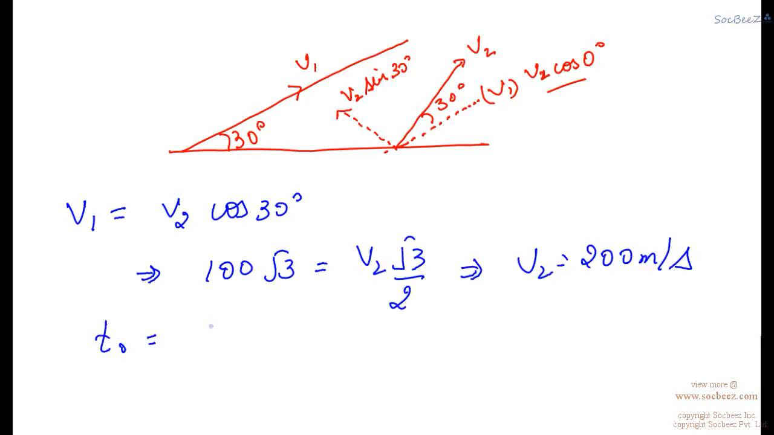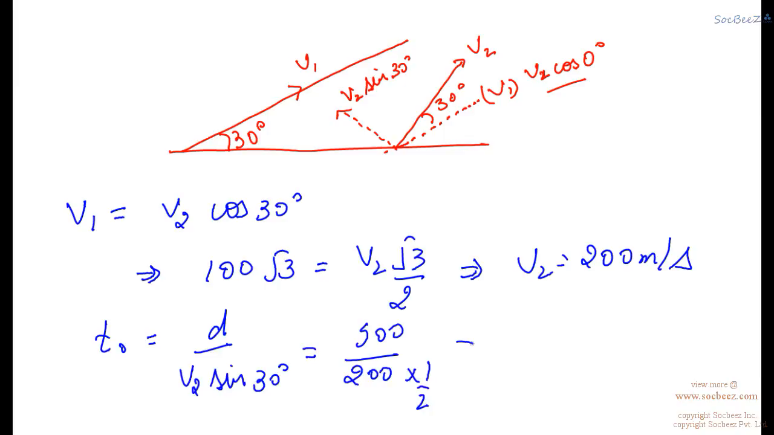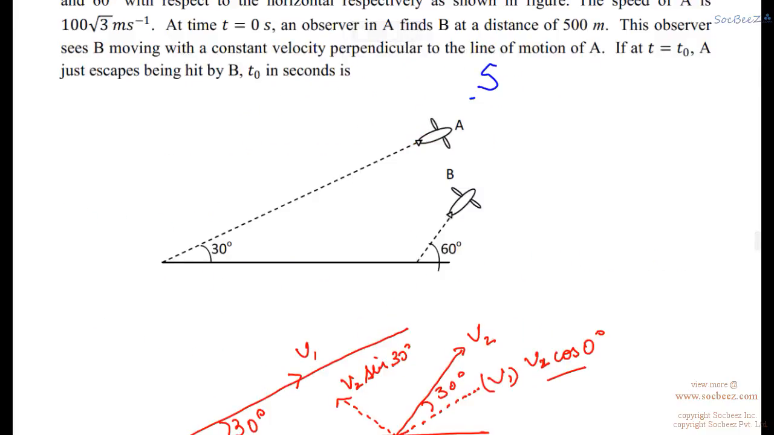per second. Okay, so therefore T naught is D upon vertical velocity, this velocity V2 sine 30, equals D upon V2 sine 30 degrees. So this gives us 500 upon 200 into 1 upon 2, which comes out to be 5 seconds. So the correct answer here is 5.